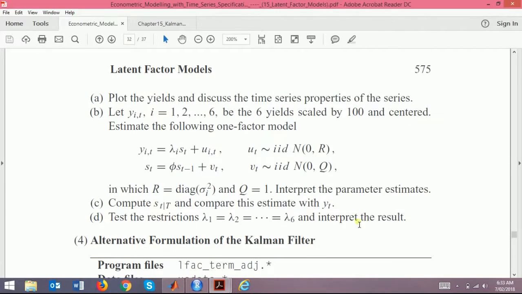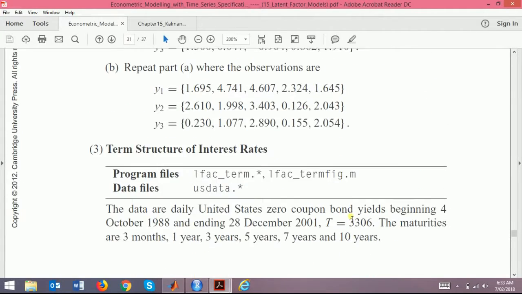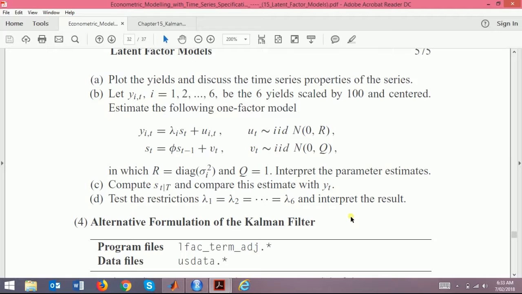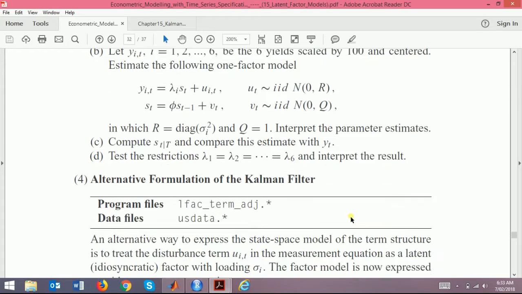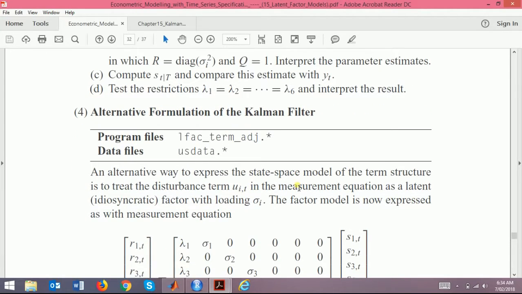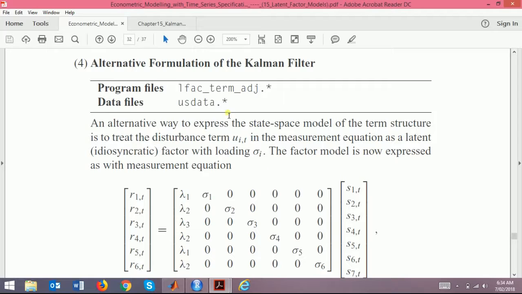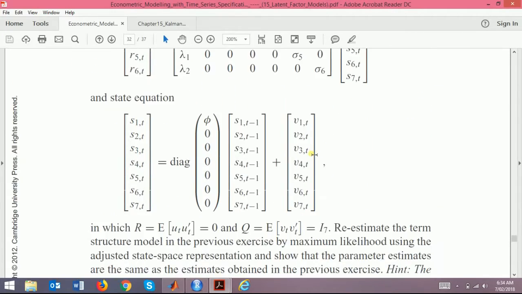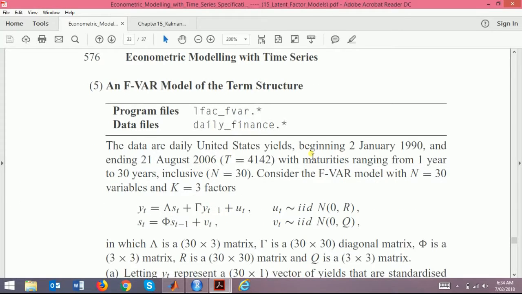Now we have alternative, we are talking about an alternative formulation of the Kalman filter. From what we just discussed, we are going to talk about factor models and the extension of the Kalman filter discussion, right? An alternative way to express the state space. Oh, we did that. Oh, sorry. We already talked about that. So now the factor VAR model of the term structure.